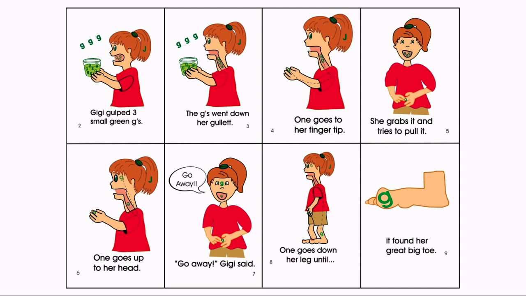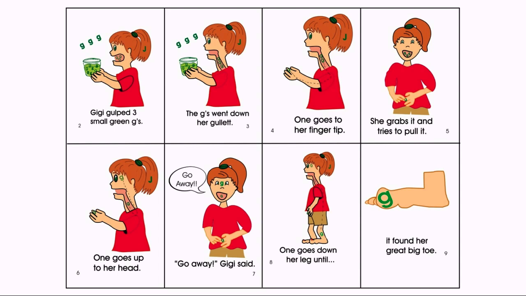Uh-oh, she doesn't want that G in her finger. Everybody try to pull that G out of your finger. Yikes, how'd that G get in there? You have fun with it. You play with it. You count how many G's she has in her mouth now. You know, where are the G's in the words. All right, then we move on to page 6.